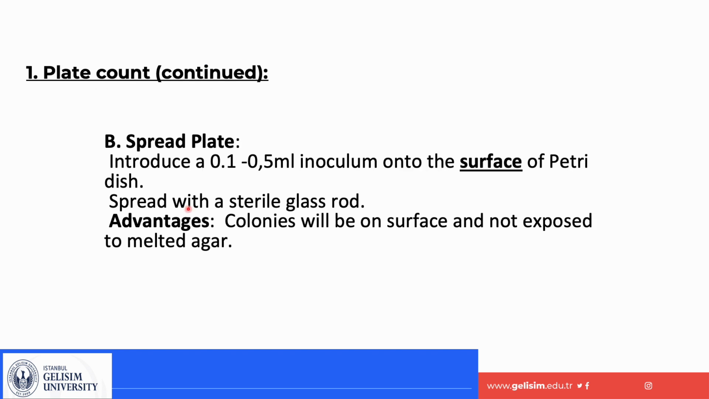The spread plate method is another type of plate count that involves introducing a small amount of the inoculum, usually about 0.1 to about 0.5 ml, onto the surface of a petri dish and then spreading it evenly across the agar surface with a sterile glass rod. Now, this method has the advantage of producing colonies that are on the surface of the agar, making it easier to count and distinguish from other colonies. Additionally, since the colonies are not exposed to melted agar, they may be less likely to be damaged or altered during the growth process.